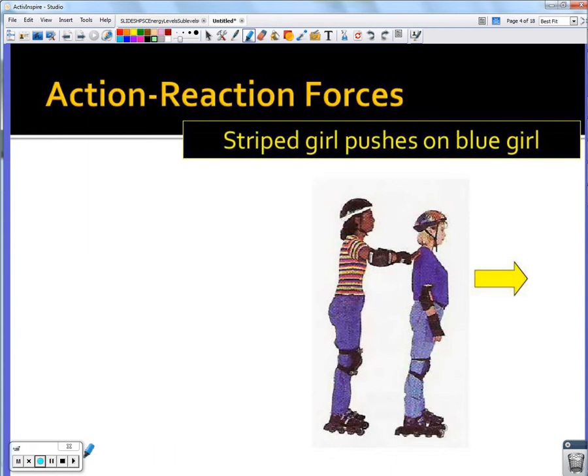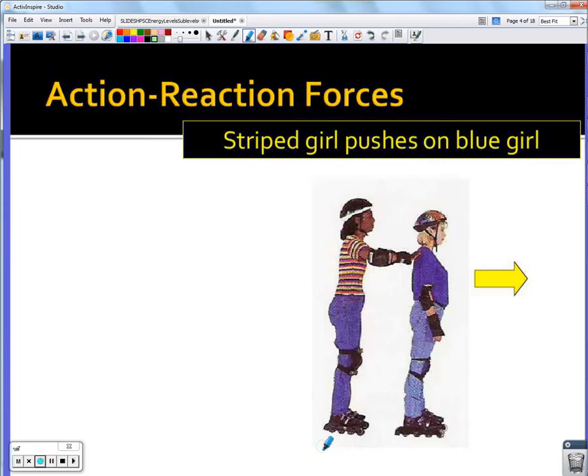So let's take a look at these two girls. The girl in the striped shirt, which I will call striped girl just because it saves me typing, pushes on the blue girl. You may notice these girls are on rollerblades, but make sure that we're being safe. They have the knee pads on, elbow pads, wrist guards, and helmet. So you can't accuse them of not demonstrating proper safety techniques.